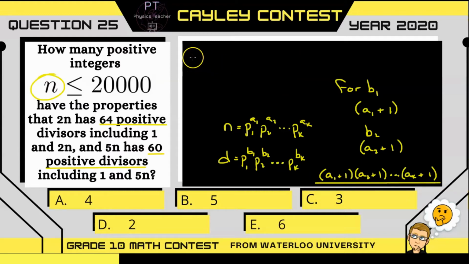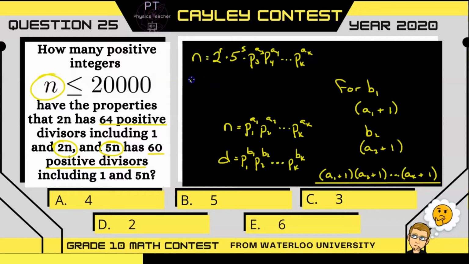Now what I'm going to actually do is write n with p1 being 2 to the power of some value r, and p2 being 5 to the power of some value s. The reason why I'm choosing 2 and 5 is because 2 and 5 are going to play important roles since I'm looking at 2n and 5n. And then times some third prime number to the power of a3 times p4 to the power of a4, and so on, all the way up to some maximum prime to the power of ak.